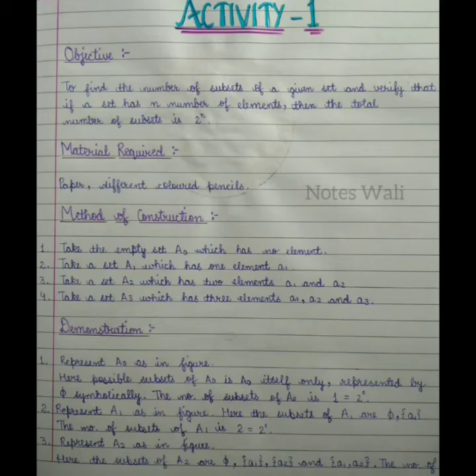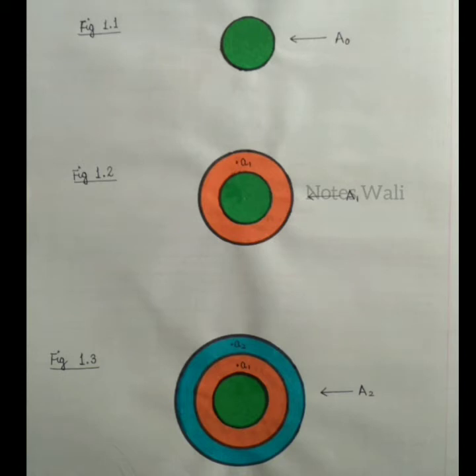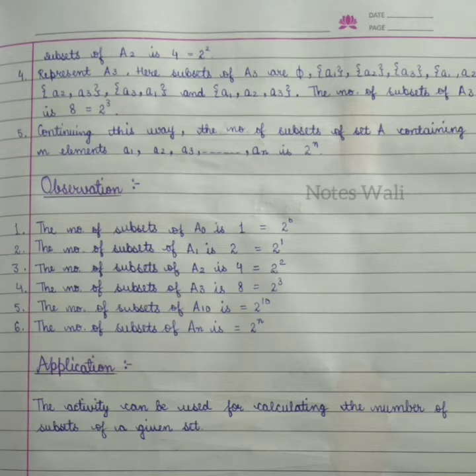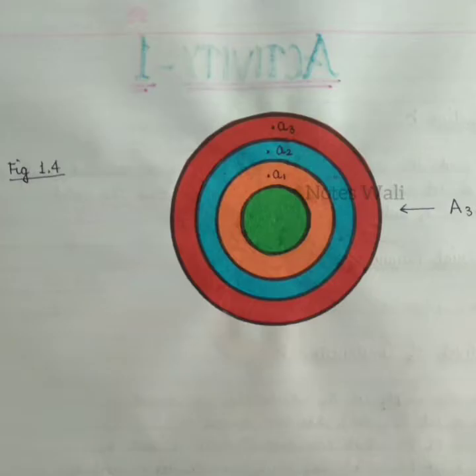The first practical is regarding chapter number 1 in your textbook, which is sets, and we have to verify here that the total number of subsets for a given set is equal to 2 raised to the power n, where n is the number of elements in the set. You can see how carefully the experiment is to be done and the circles are being drawn.